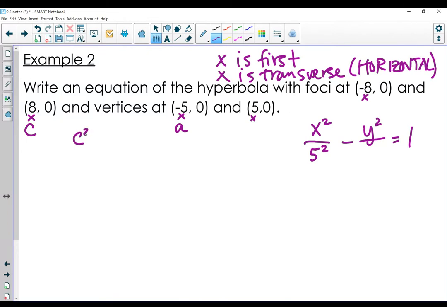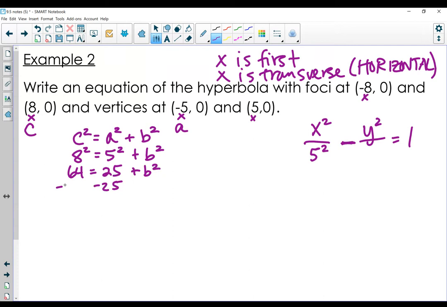So we need to do that equation. c squared equals a squared plus b squared. There's a minus in my hyperbola equation, so this is a plus. Remember, those are opposite signs. So I've really got to solve for the thing I don't know. I'll write 8 squared equals, I'm going to use positive 5 squared, plus b squared. 64 equals 25 plus b squared. We'll subtract 25 on both sides. So 39 equals b squared.